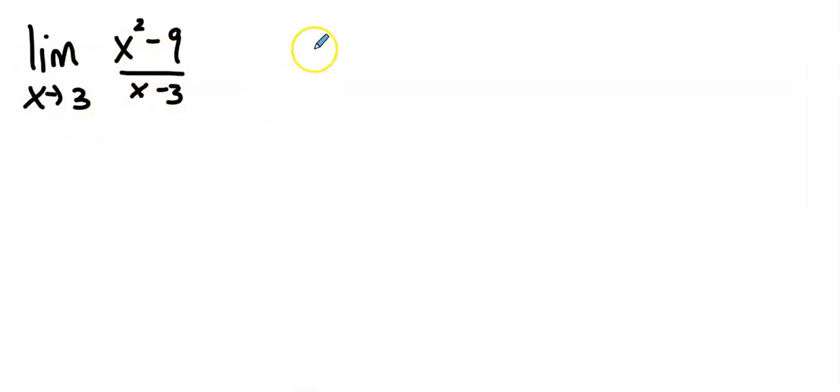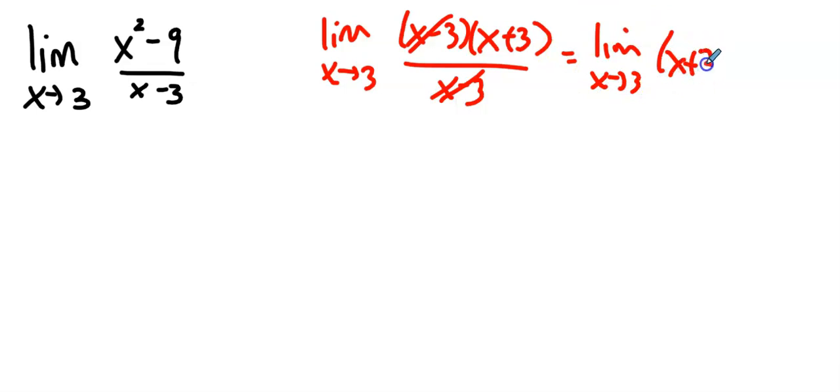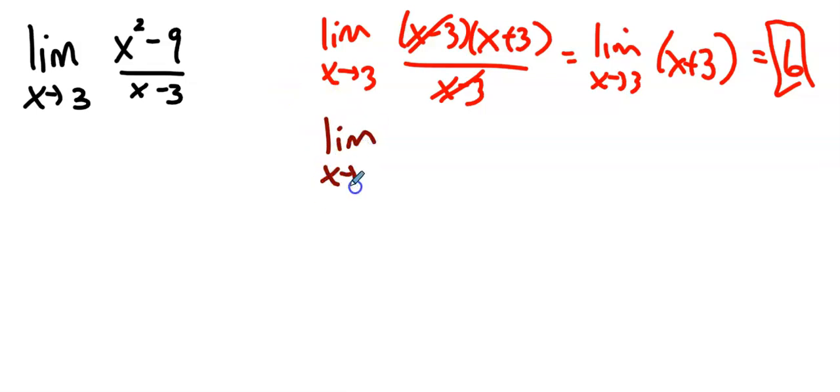3 ways. The first way, the very first thing you learned, was using algebra. You learned that, okay, if I plug in, I get 0 over 0. I can use my algebra skills. I know this is a difference of 2 squares. So these are going to cancel out, and you're going to be left with the limit as x approaches 3 of x plus 3, which is going to be equal to 6. So there's way number 1. Awesome.